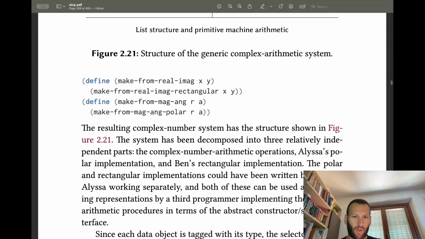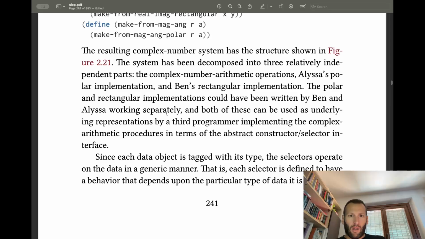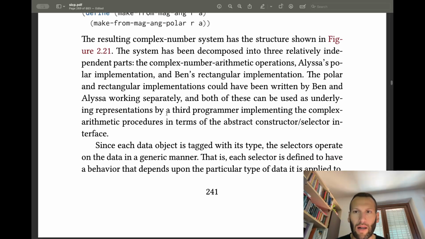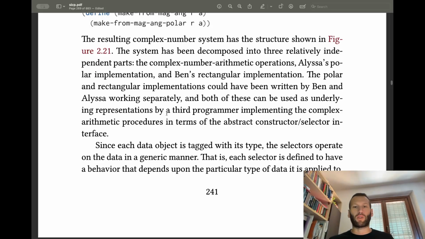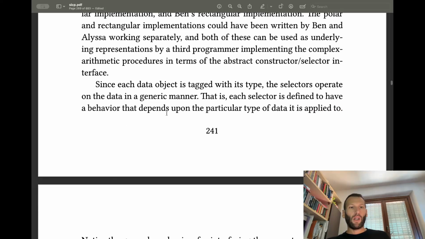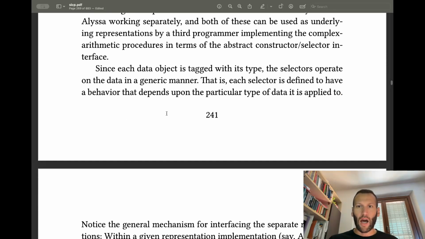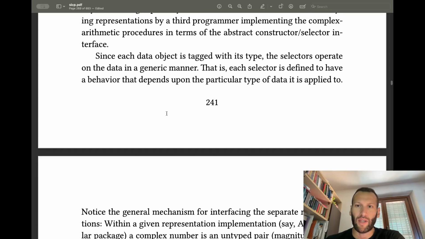Okay, seems straightforward. The system has been decomposed into three relatively independent parts: the complex number arithmetic operations, Alyssa's polar implementation, and Ben's rectangular implementation. The polar and rectangular implementations could have been written by Ben and Alyssa working separately, and both of these can be used as underlying representations by a third programmer implementing the complex arithmetic procedures in terms of the abstract constructor-selector interface. Since each data object is tagged with its type, the selectors operate on the data in a generic manner. That is, each selector is defined to have a behavior that depends upon the particular type of data it is applied to.